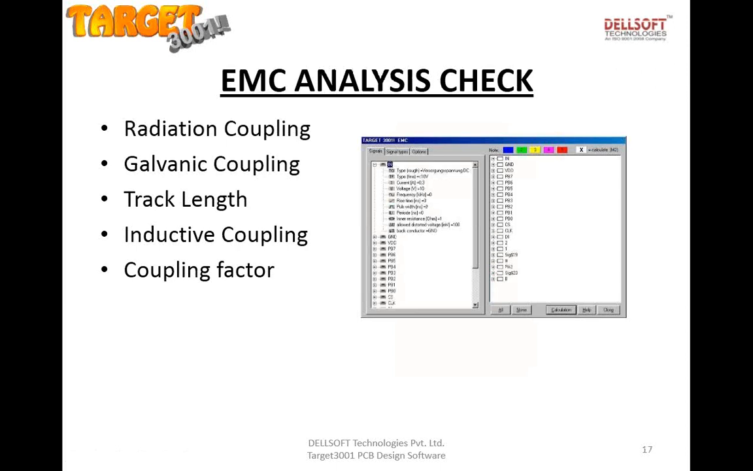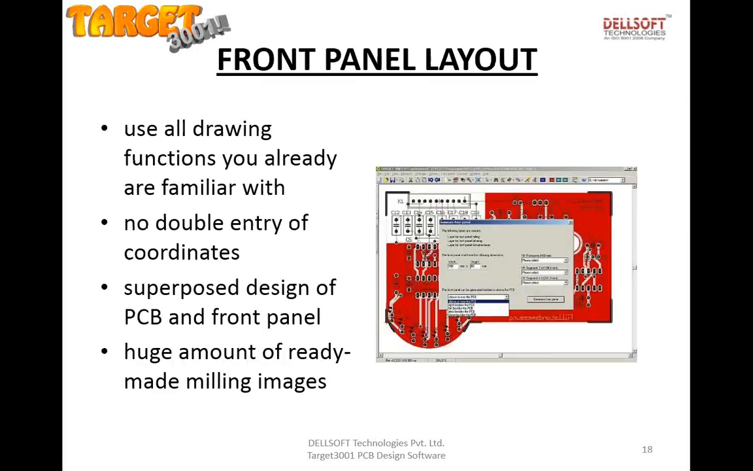Then EMC analysis check, electromagnetic check is there. You can analyze any circuit on electromagnetic basis: radiation coupling, galvanic coupling, track length, inductive coupling, coupling factor. These are the factors on which you can analyze the circuit on EMC analysis. Then front panel layout is there.